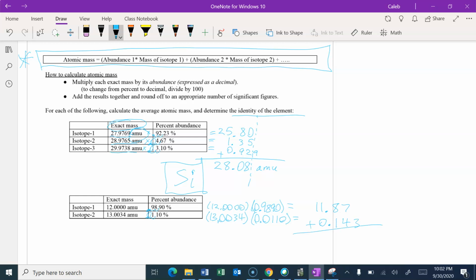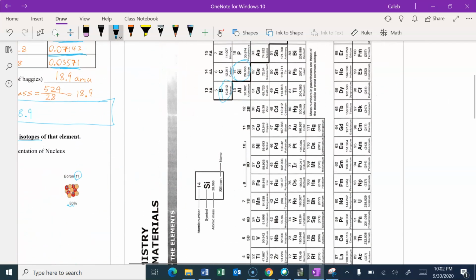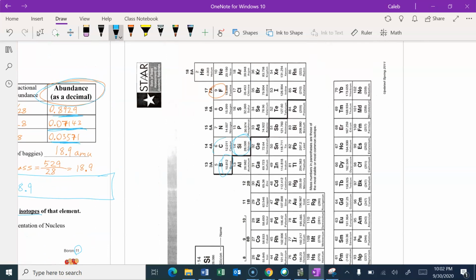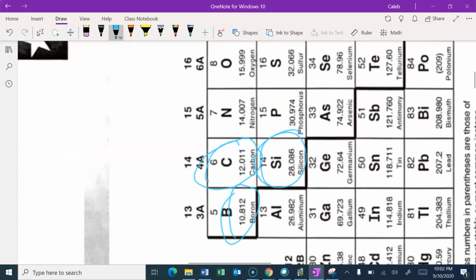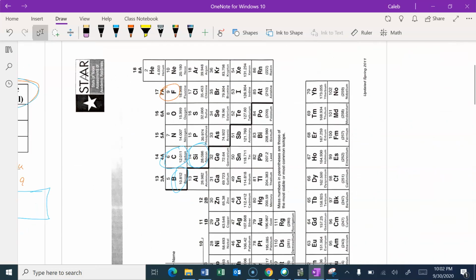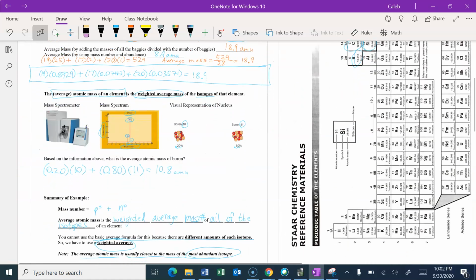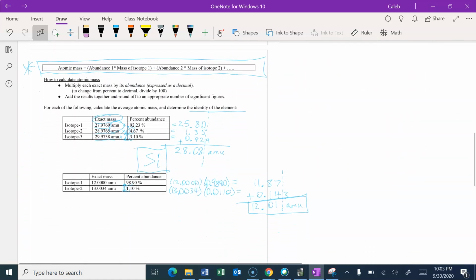We'll add those together. Again, round to the lowest number of decimal places because this is an addition or a subtraction problem. It's an addition problem. I get 12.01 AMU. And what element would that be? 12.01 AMU. Let's look. Looks like it's about the same mass as carbon, 12.01. 12.011. So this is carbon.